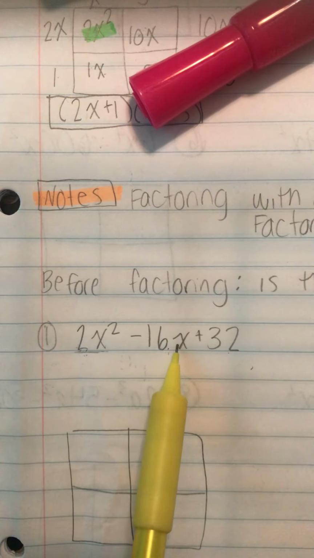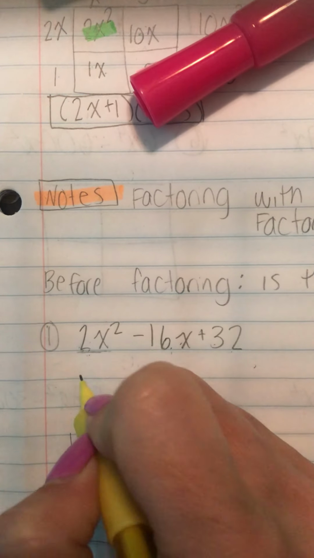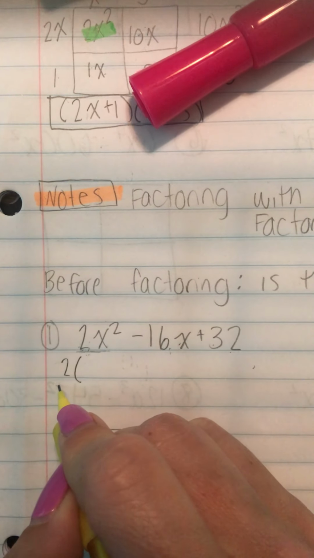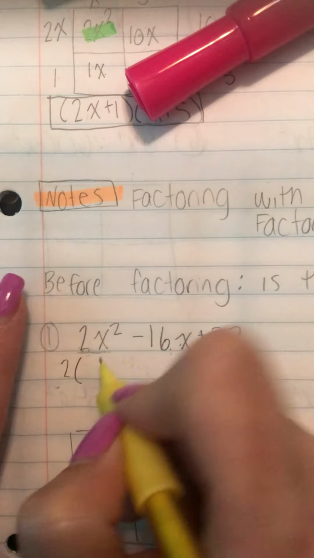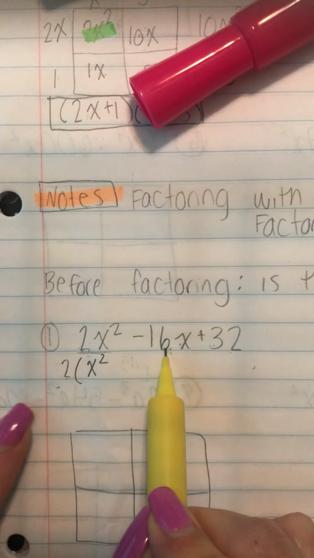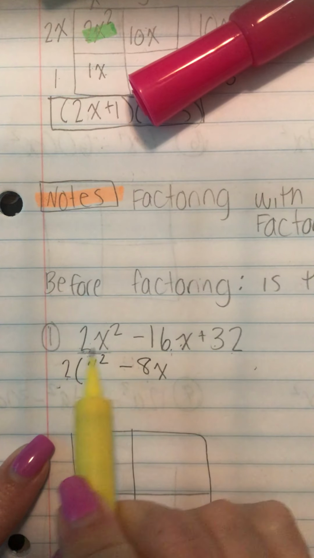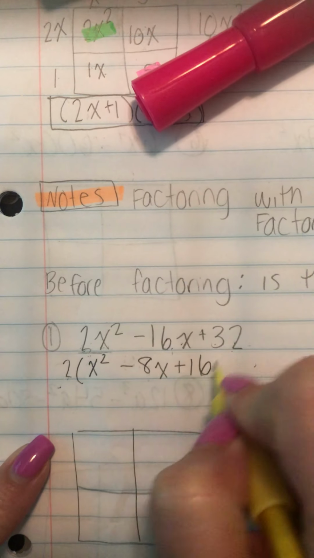So can 2 go into 16? Well, yes, 16 is even. Can 2 go into 32? Yes. So I'm going to pull out my 2. When I pull it out, that means I'm like dividing or taking it away. So if I take away this 2, what am I left with? x squared. So if I divide 2 into negative 16, I have negative 8x left. So it's like I'm cutting everything in half. And then 32 divided by 2 would be 16.